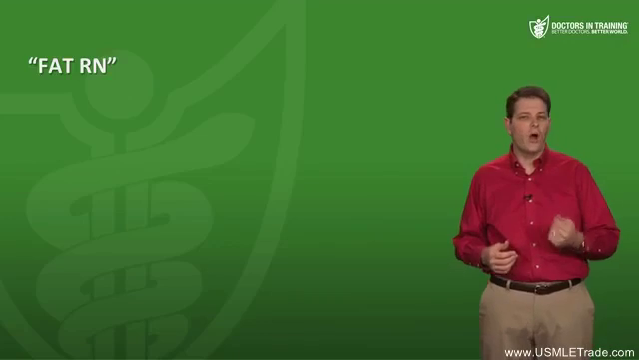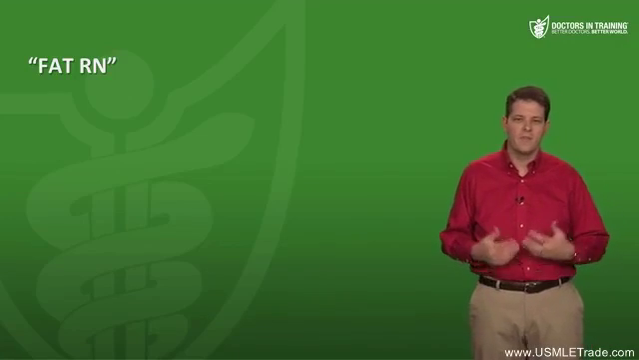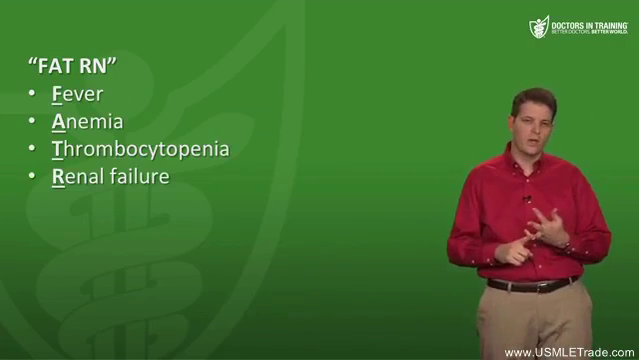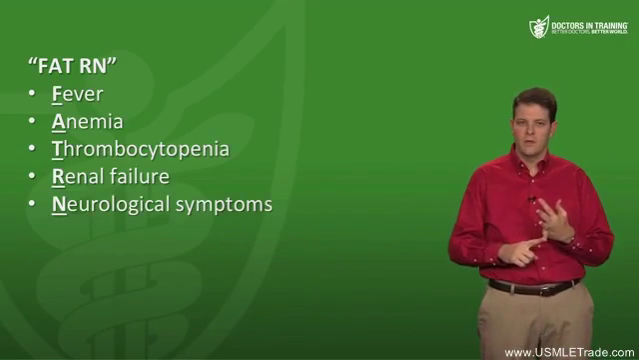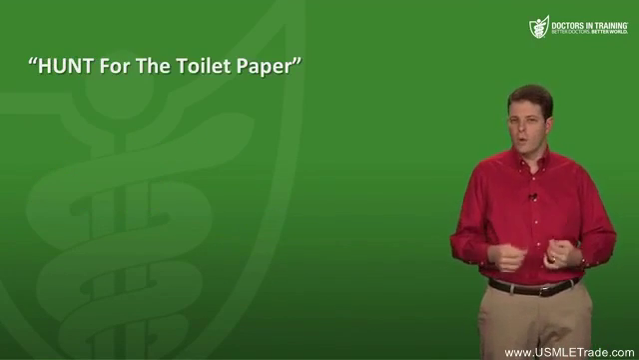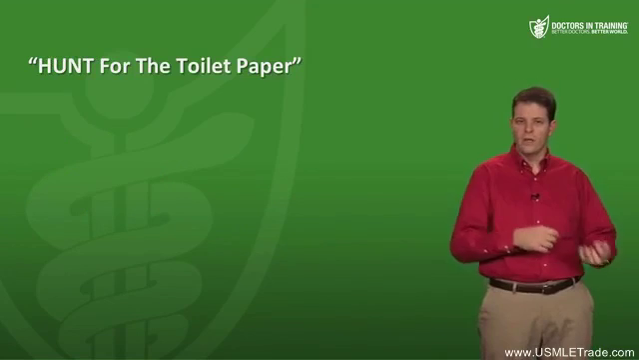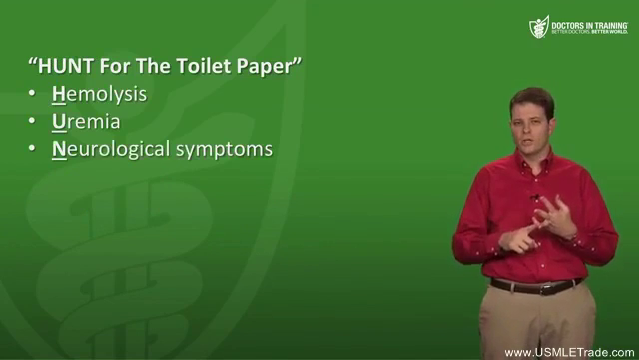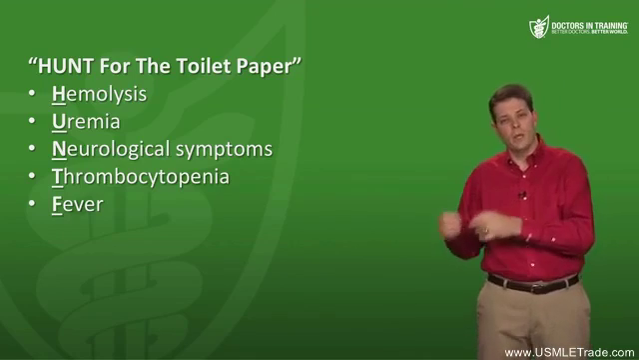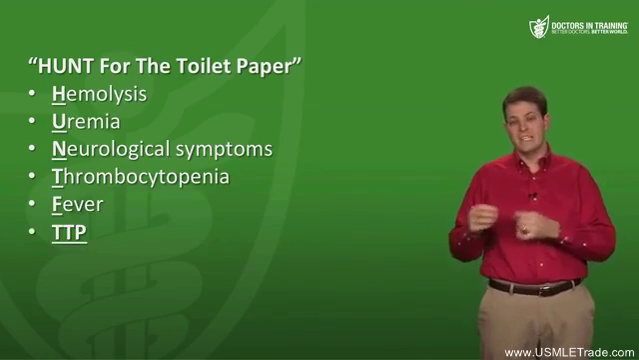One mnemonic is FAT-RN, which lots of students seem to like. FAT-RN stands for fever, anemia, thrombocytopenia, renal failure, and neurological symptoms. And then last year, a student from PNWU came up with the mnemonic HUNT for the toilet paper, where HUNT is hemolysis, uremia, neurological symptoms, thrombocytopenia, and fever. And then it's HUNT for the toilet paper. So the toilet paper stands for TTP.